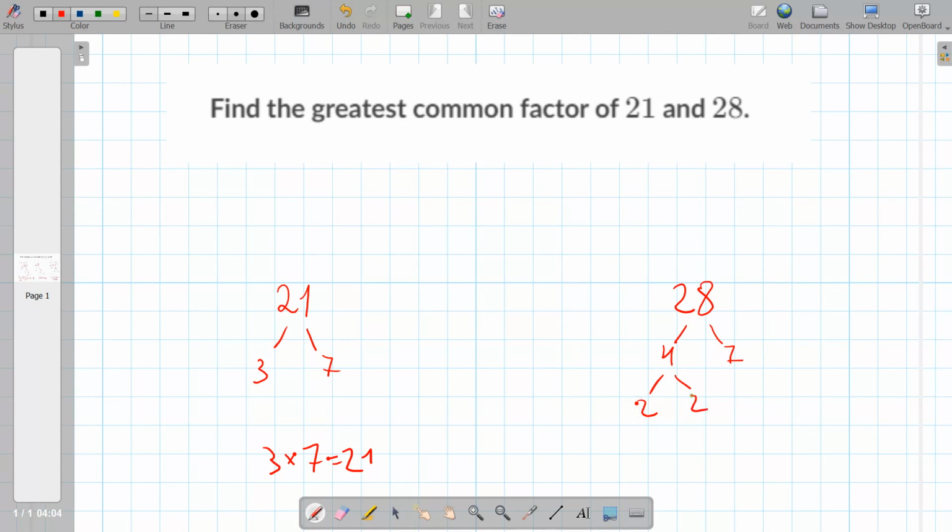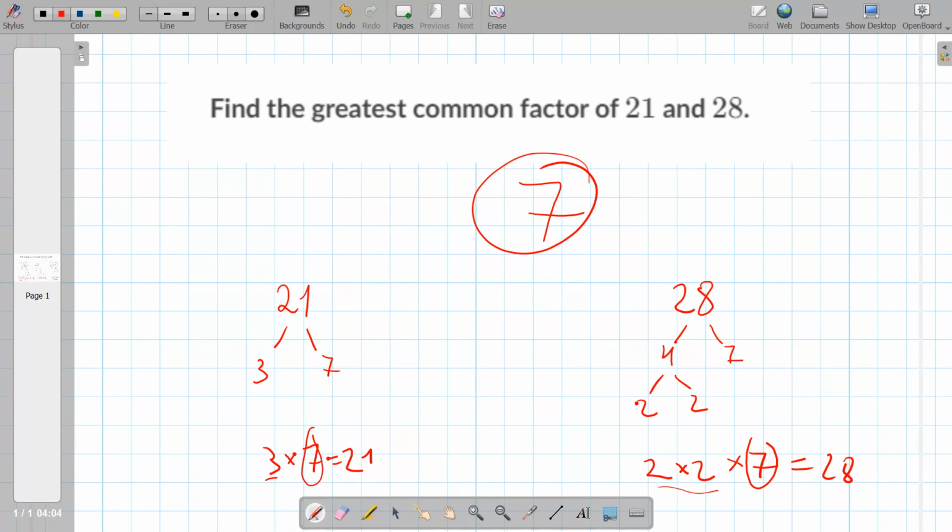This is 2 and 2. So 2 times 2 times 7 is 28. So we have the 7 in common, and this is it. We don't have anything else in common here. So 7 is the answer.